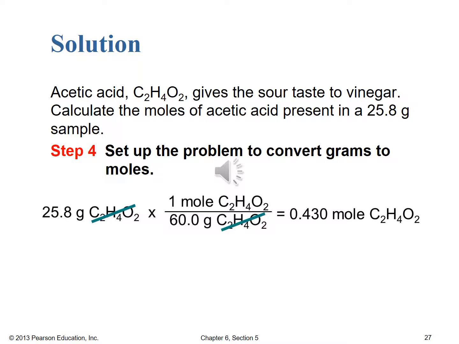Finally, here in step 4, we're going to decide which form of the conversion factor to use, and then solve it for the actual numerical value here for moles of acetic acid. So in this example, we have 25.8 grams of acetic acid. Obviously, if we want grams of acetic acid to cancel, we'll need to multiply by the form of the conversion factor, 1 mole of acetic acid divided by 60.0 grams of acetic acid. When we calculate that correctly, we should arrive at a value of 0.430 moles of acetic acid.